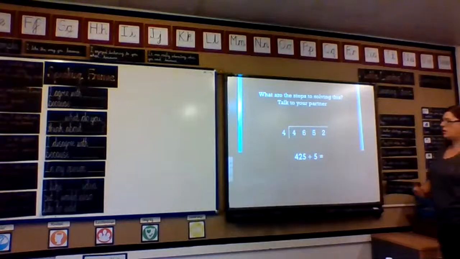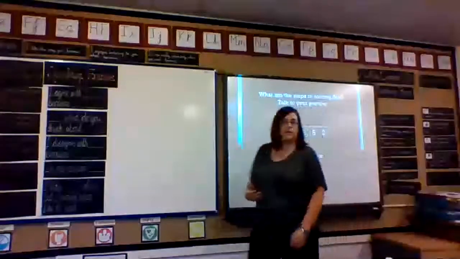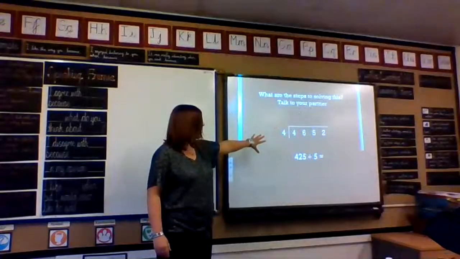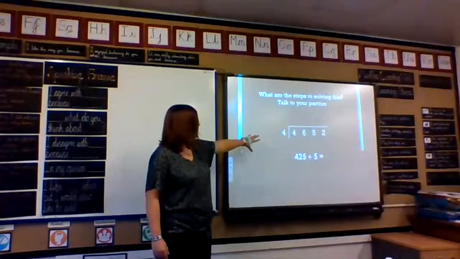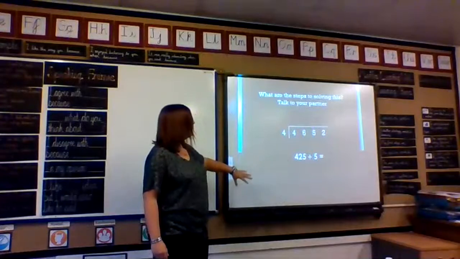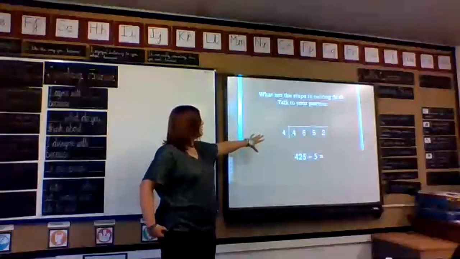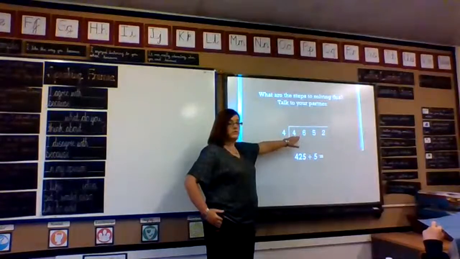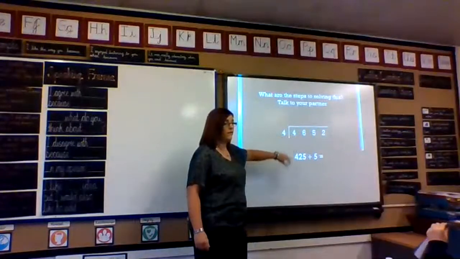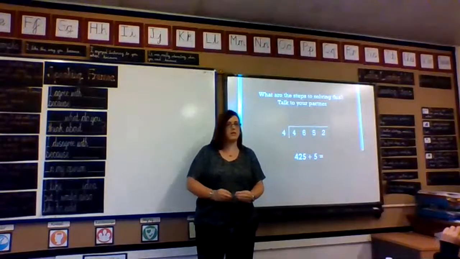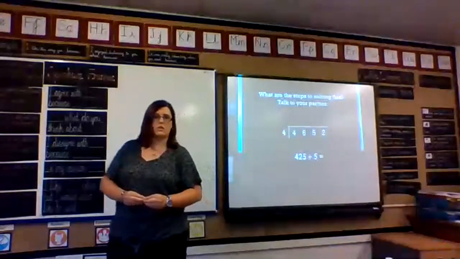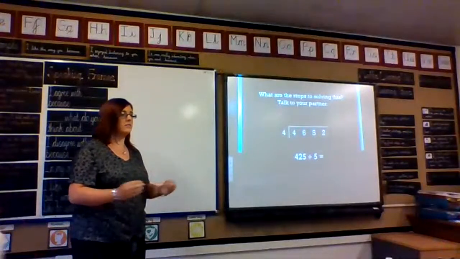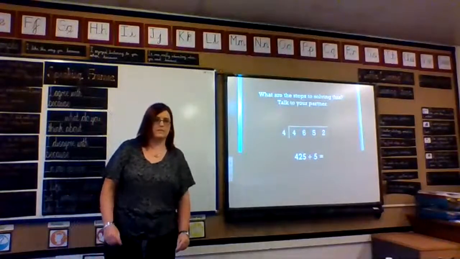Right. Let's have a look then. Again, I want you to have a talk to your partner very quickly. I've got a calculation on the board here. I'm not sure that everyone at home can see it. I might have to write it up for you. What are the steps to solving this? So I've got 4,652 divided by 4. Can you have a quick talk to your partner? How would you start? What steps would you take? How would you know you got to the end? Have that conversation, please.